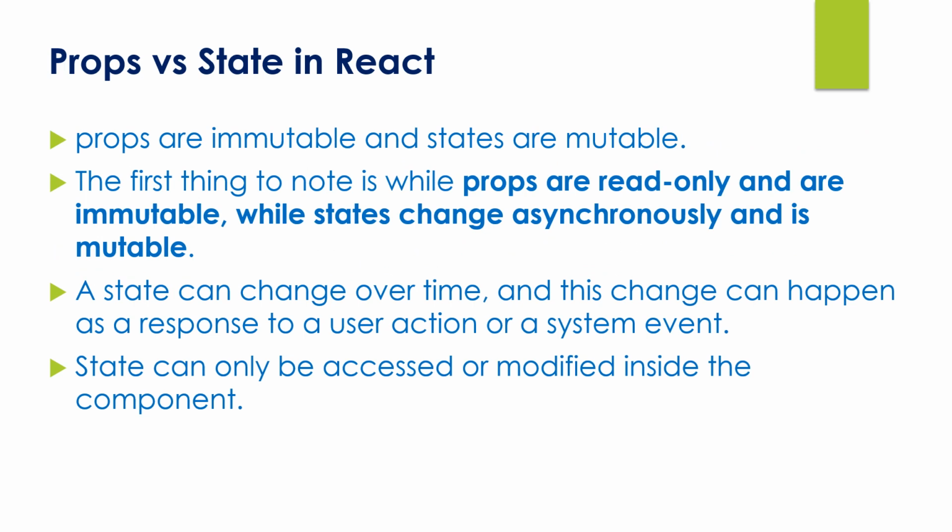Now let us see the difference between props and the state in React. Props are immutable and states are mutable. What does it mean? The first thing to note is that props are read-only and are immutable, while state changes asynchronously and is mutable. A state can change over time, and this change can happen as a response to a user action or a system event. State can only be accessed or modified inside the component.